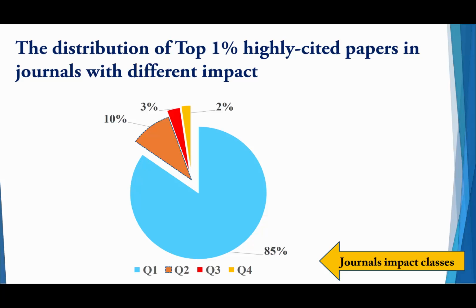Top 1% papers receive about 18% of the world's citations, although the major part of the top 1% papers publishes in Q1 journals. A small fraction of top 1% papers belongs to the other group of journals. About 85% of the top 1% highly cited papers published in Q1 journals. This number for Q4 journals is 2%.